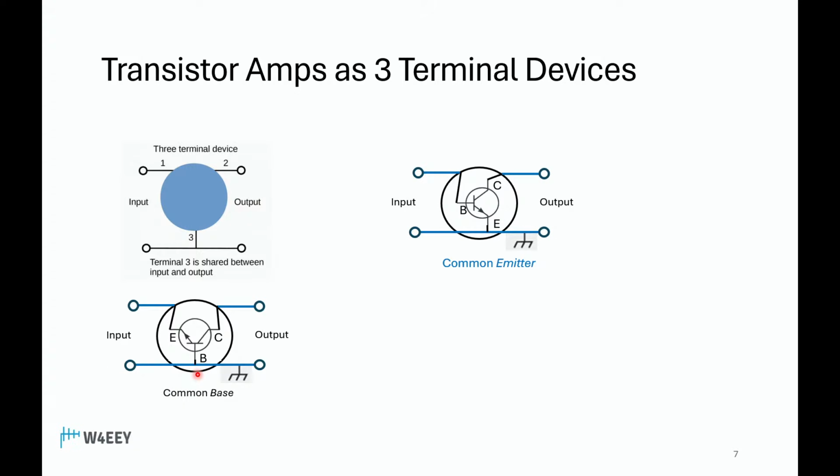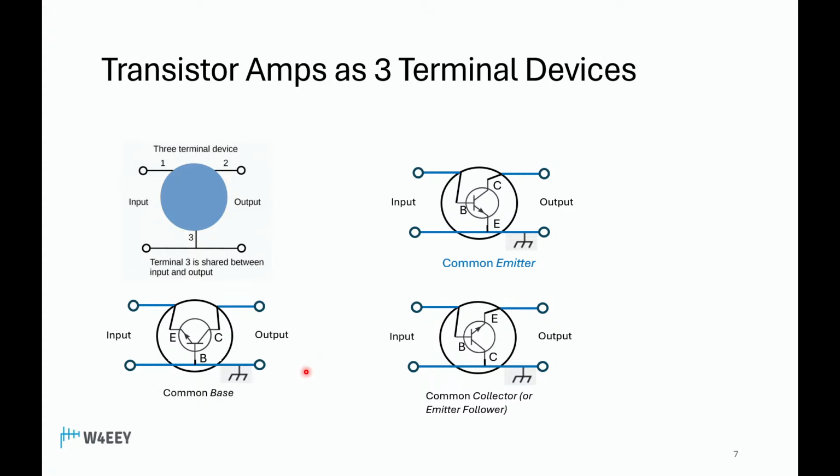So now the base is the common element between the input and the output. You can kind of see how that works. This is called the common base configuration: the input between the emitter and base, output between the collector and the base. And you can probably figure out what's coming next.